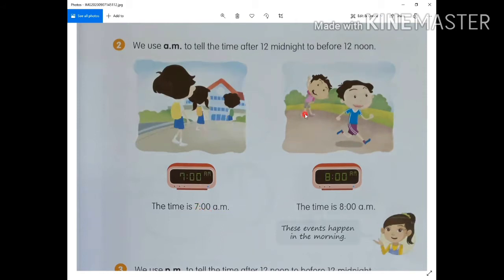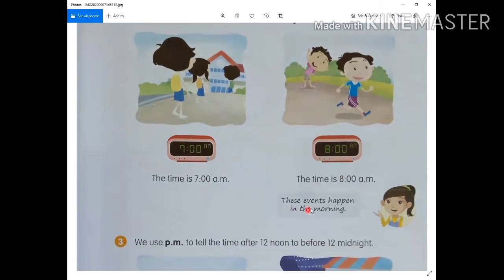The second picture, what are they doing? Maybe they are exercising. Look at the time, it is 8 o'clock a.m. The time is 8 a.m. So you can see these events happen in the morning.